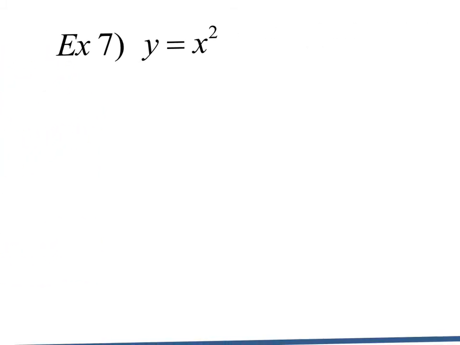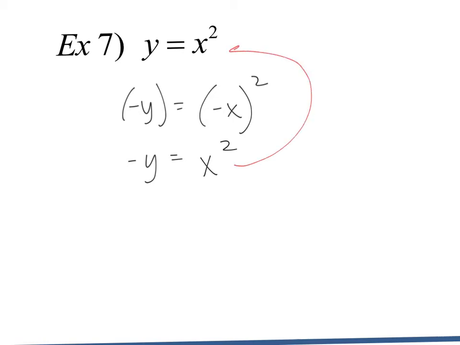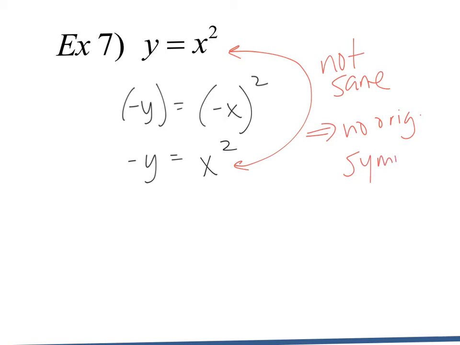Y equals x squared. Okay, let's do negative y for y and negative x for x. And then let's just simplify. So negative y simplifies to just negative y. When I square a negative number, it becomes positive. And nothing else really that I can do here. If I divide both sides by negative 1, then I get negative x squared, which is still not the same as the original equation. Not the same. Therefore, no origin symmetry.